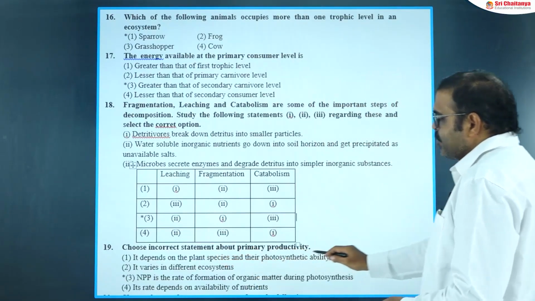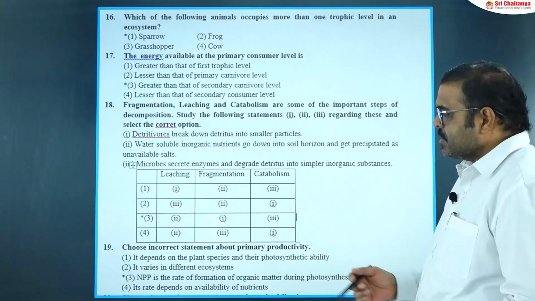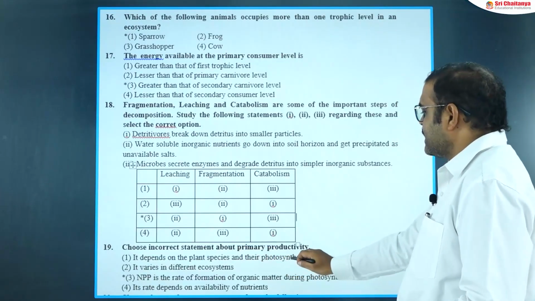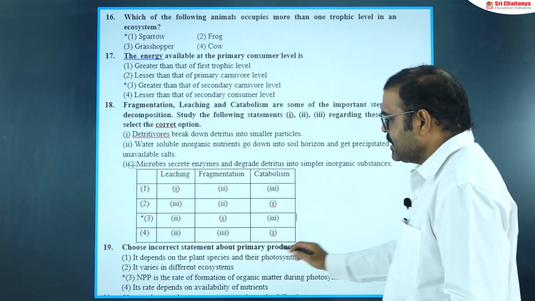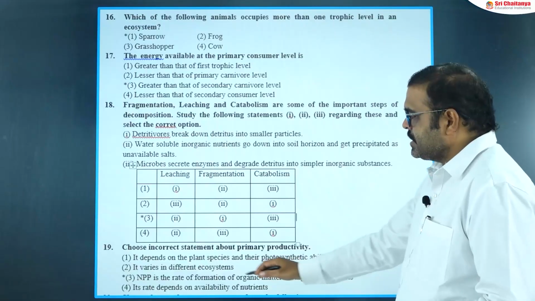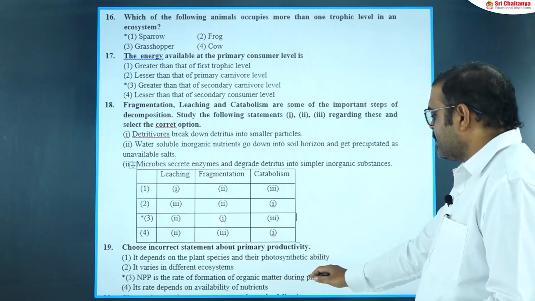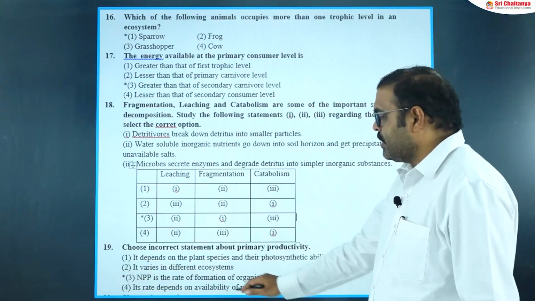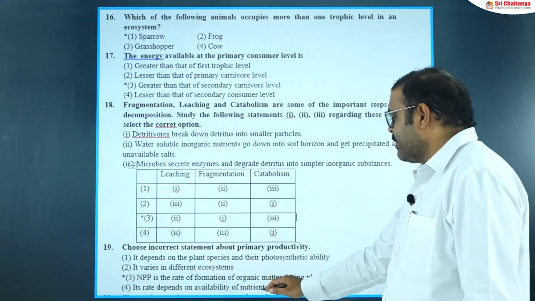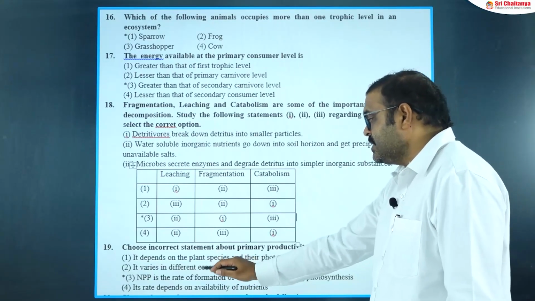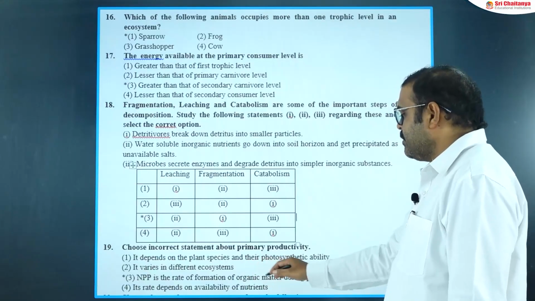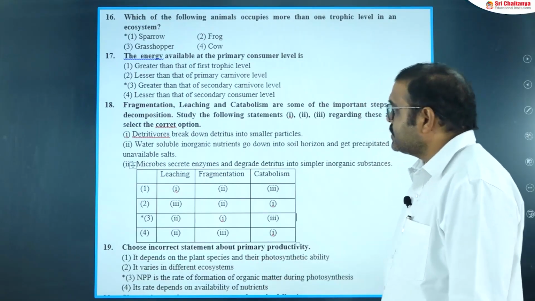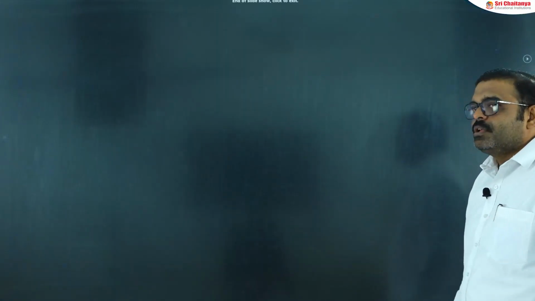Choose the incorrect statement about the primary productivity. So here it depends on the plant species and their photosynthetic ability. Yes, it varies in different ecosystems. Yes, NPP is the rate of formation of organic matter during photosynthesis. No, it can be available for the next trophic level. The rate depends on the availability of nutrients. That is also correct. So these are the important questions.